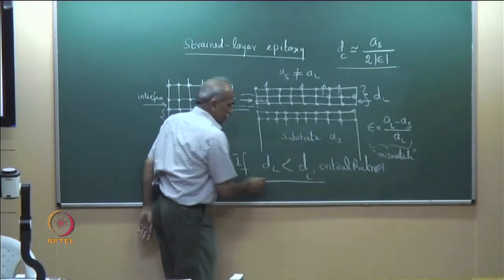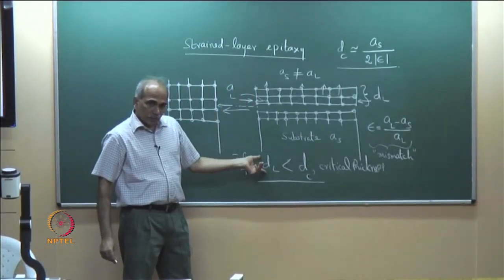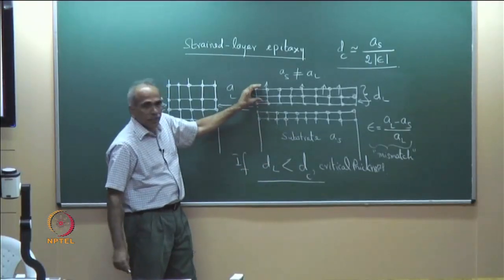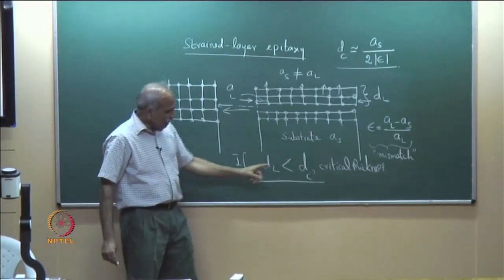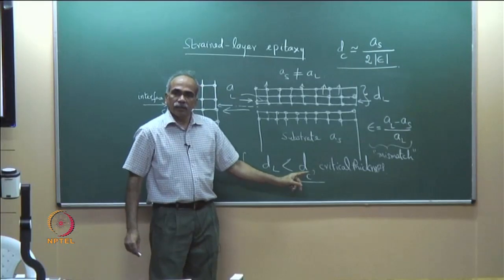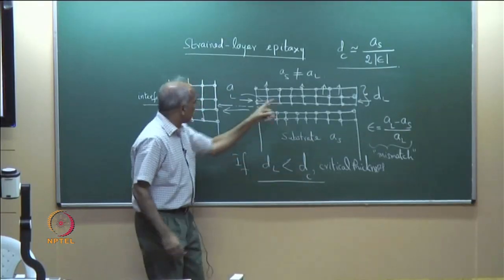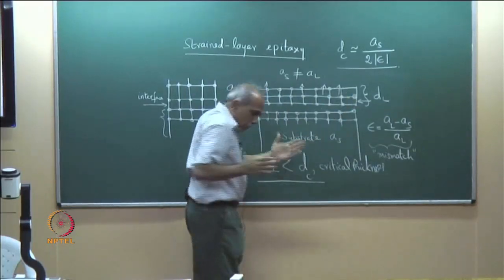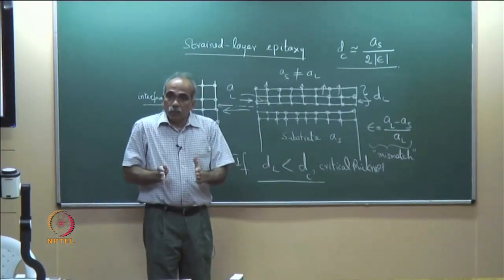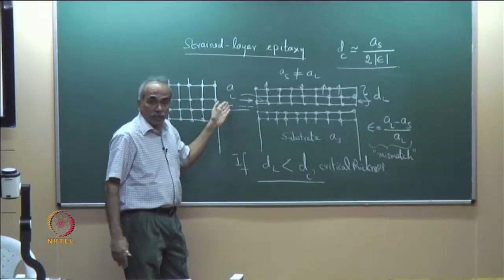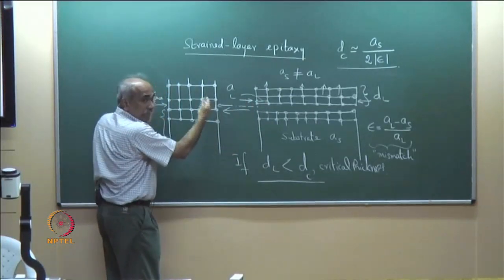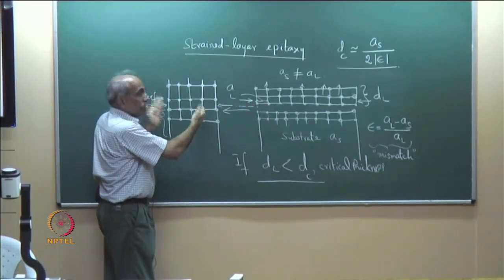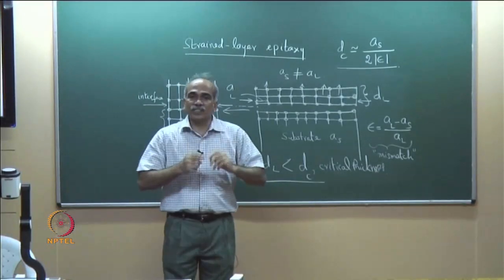If the thickness of the epitaxial layer which is being grown is less than a critical thickness, then it is possible for the atoms in the layer lattice here to get adjusted, although there will be a built-in strain. In the resulting structure, there will be a built-in strain, but the layers can get adjusted.